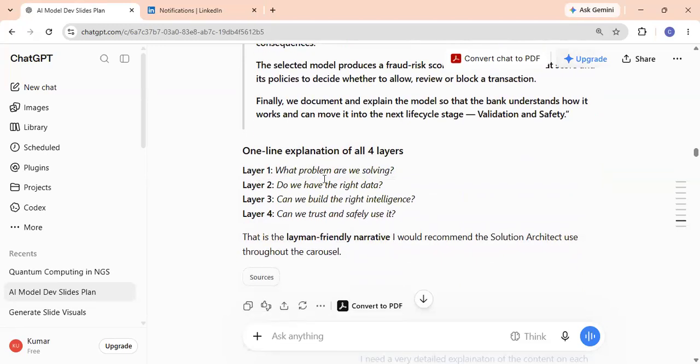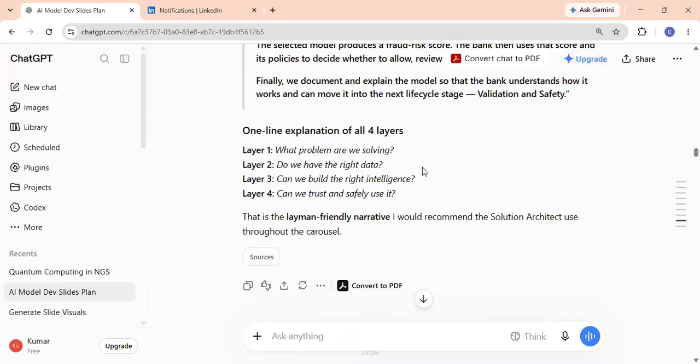So layer one, what is it, what problems are we solving? That is the problem and use case. Do we have the right data in the data layer? Then in the model development area, can we build the right intelligence within the model? We have seen different evaluations using data sets and business rules also. Then intelligence is made within the model. Can we trust and safely use it in the next layer? It means validation and safety. That's where we are working in these layers.